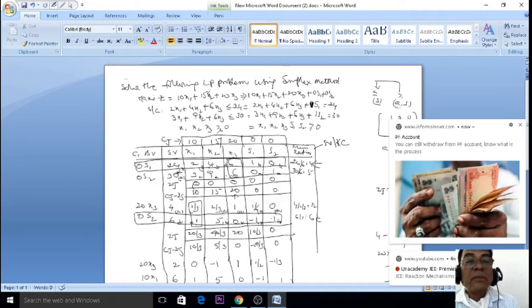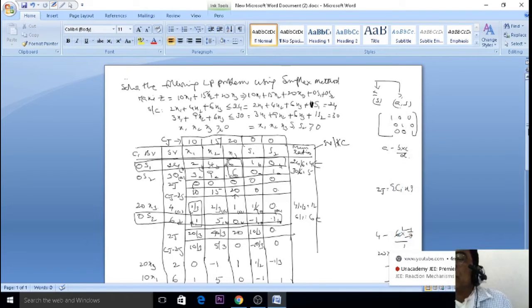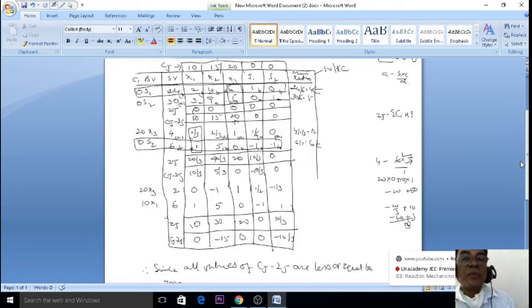So how to calculate the next one? Take this A and B. Simple logic point. A, apply our conditions: A minus B into C by D, like this. Same thing for these values and 0s2, like this. Next go to Zj, Cj minus Zj. So see the values. Here are the Cj values. If the values of Cj minus Zj are zeros or negatives, immediately stop the problem. Otherwise, you have to continue the problem until you get zeros or negatives.